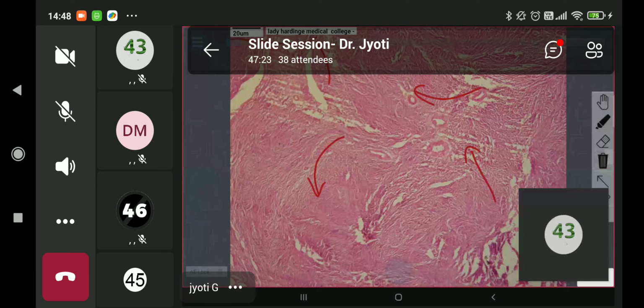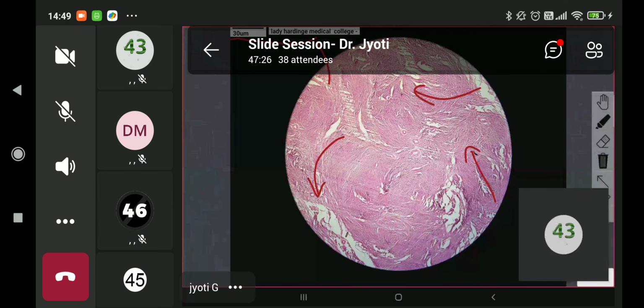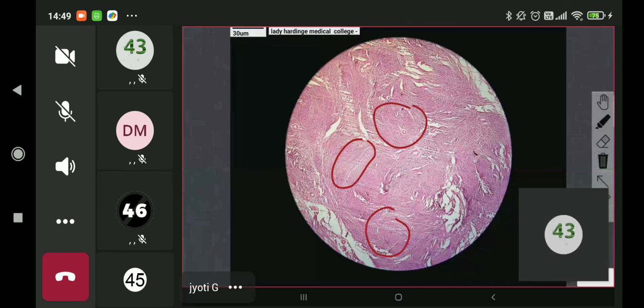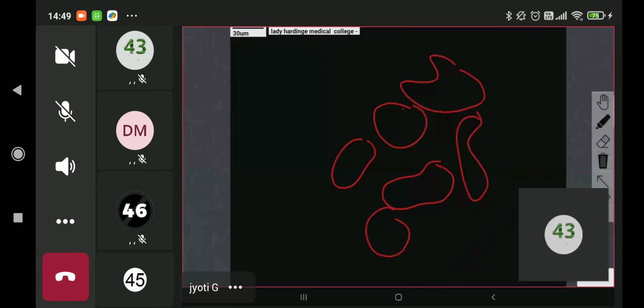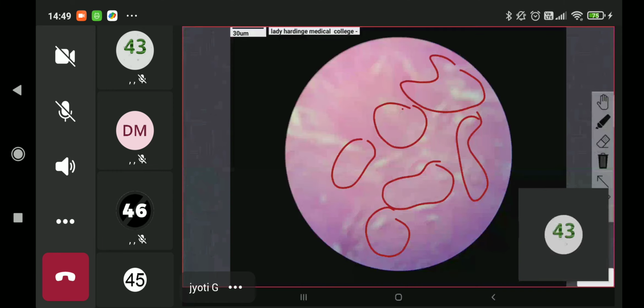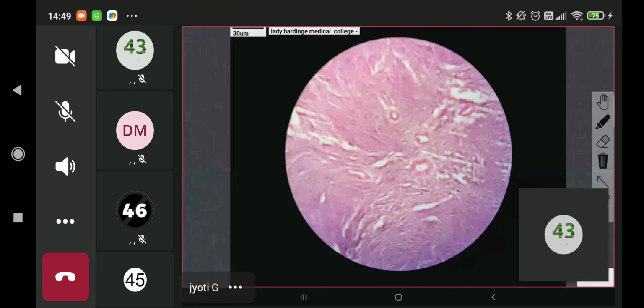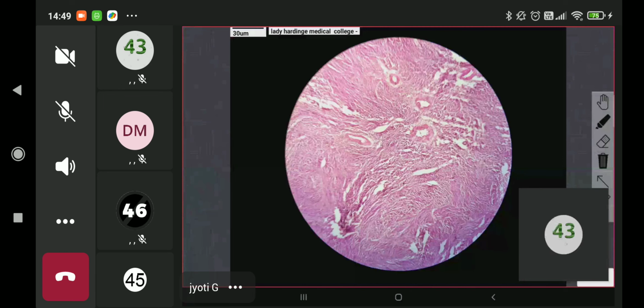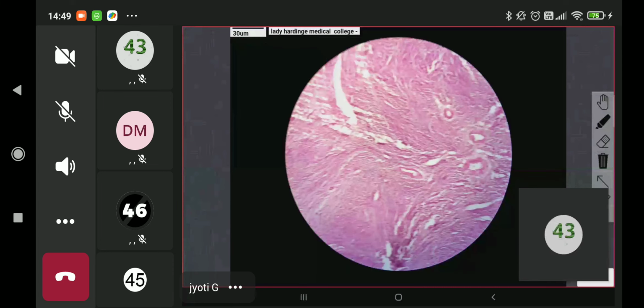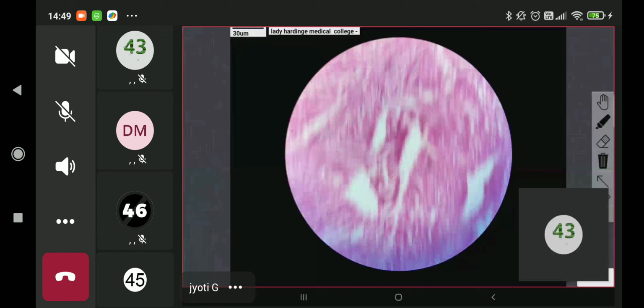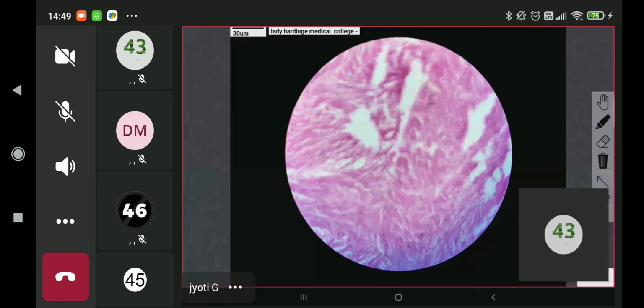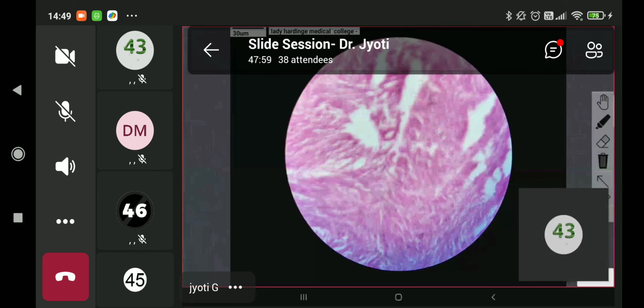Some bundles you can appreciate, which are twisting around. Yes, ma'am. Okay. I'll go to higher power and you can see what cells these are. These are all spindle shaped cells with eosinophilic cytoplasm. Since it is a benign tumor, there will be no atypia. The nuclei are small, bland looking, but the cells are spindle shaped, elongated.